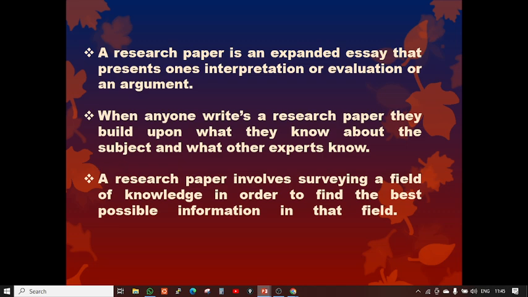Anyone who writes a research paper builds upon what they know about the subject and the experts, because you are the author of the paper, and you know both your field and the content of your paper. A research paper also involves surveying the knowledge in a field in order to get the best information. This is one kind of research, survey research.